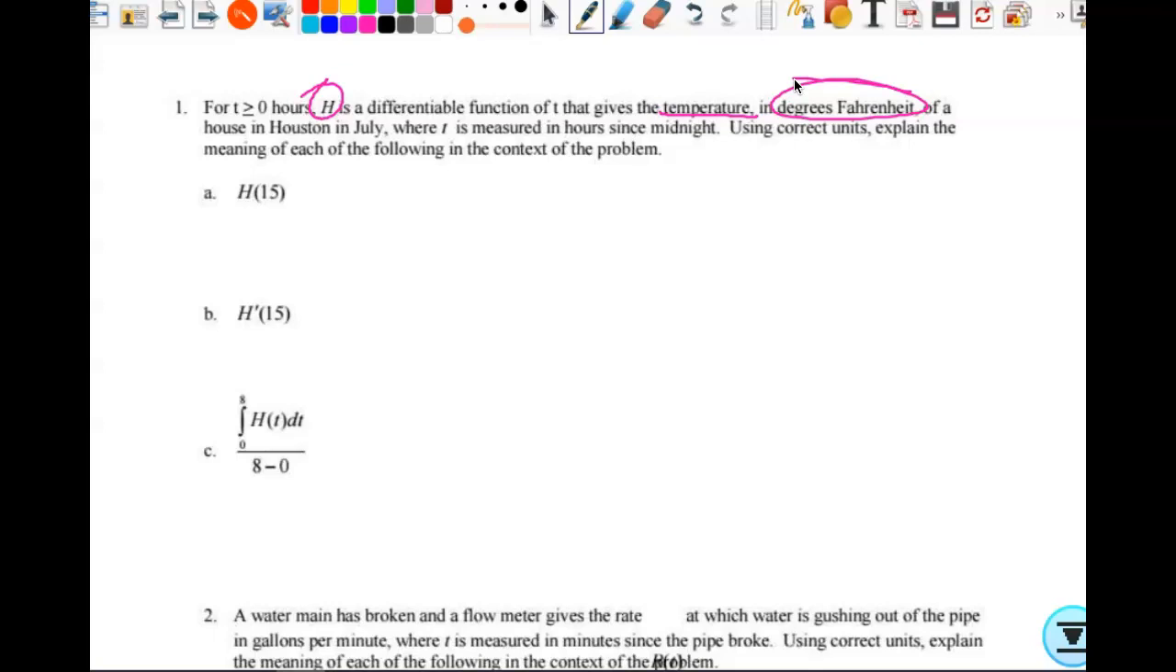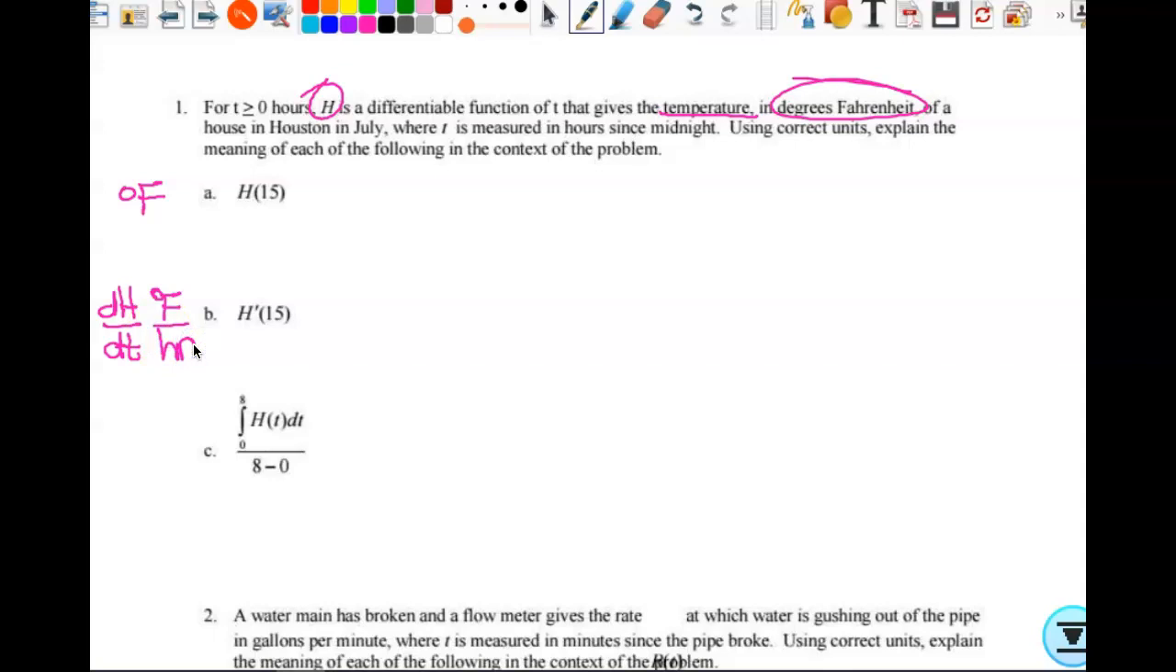Okay, so if this tells us H is differentiable, it gives us the temperature in degrees Fahrenheit, then for A, what are our units? Degrees Fahrenheit, right? Because it is what it is. This H prime here, that is dH/dt, and so that is your change in temperature, which is degrees Fahrenheit, over your change in time, which is hours. That make sense?